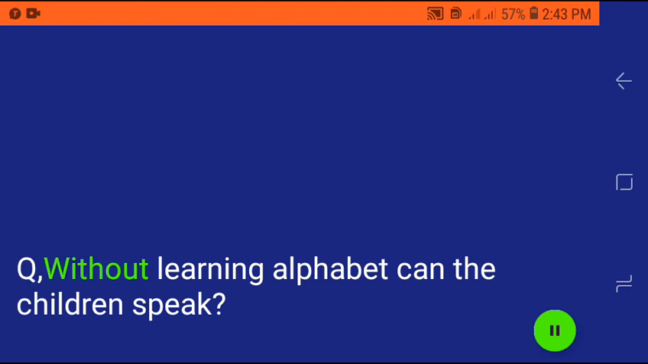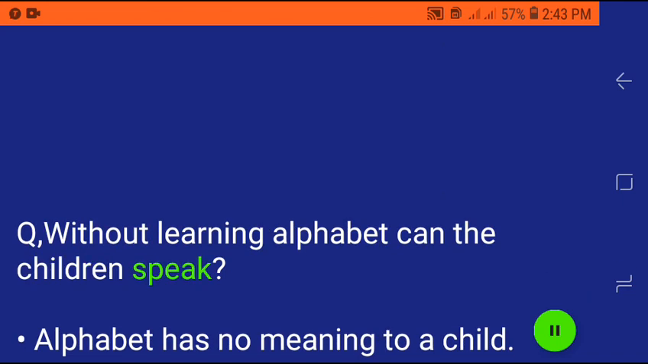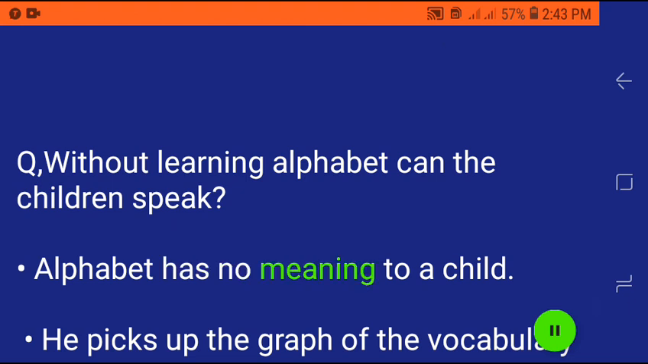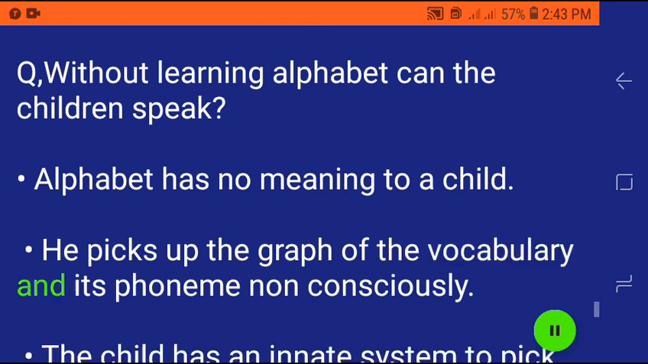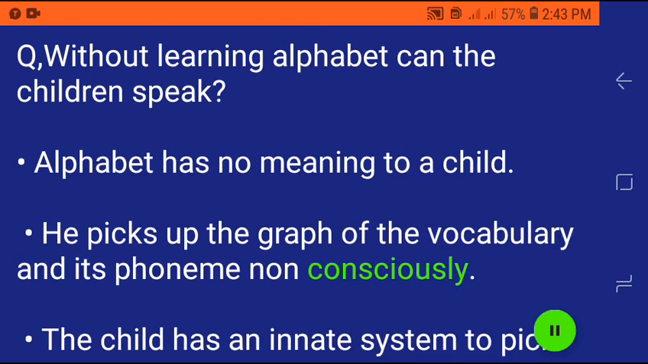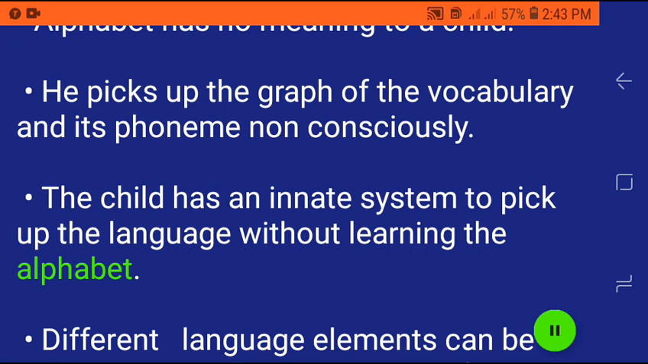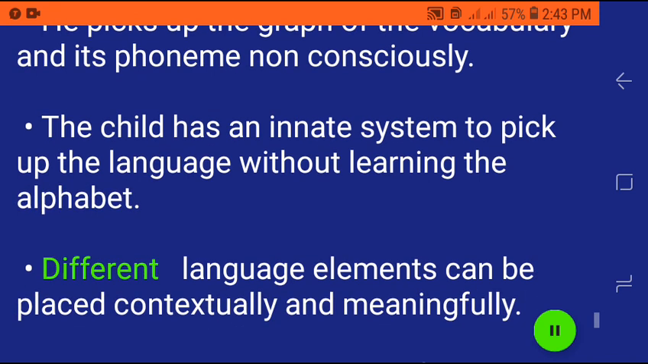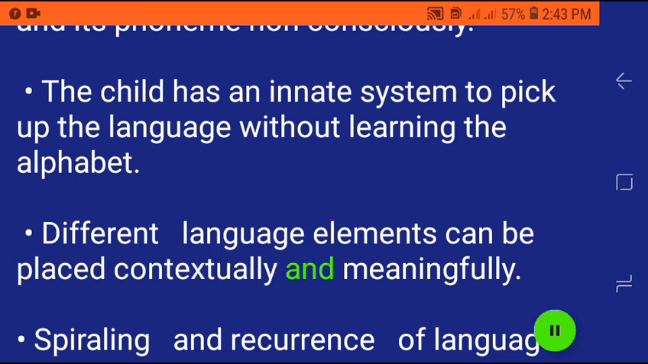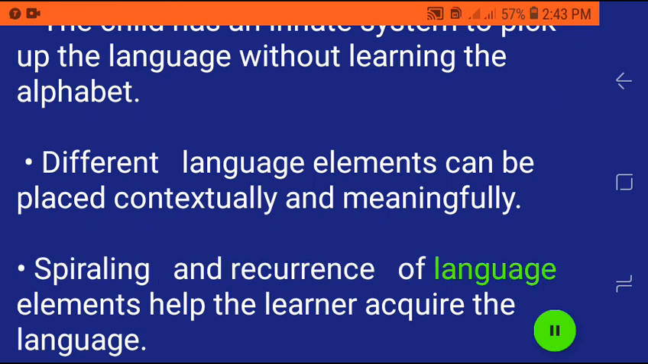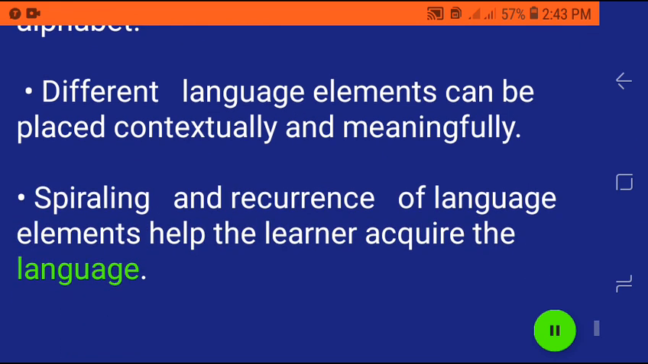Q. Without learning alphabet, can the children speak? Alphabet has no meaning to a child. He picks up the graph of the vocabulary and its phoneme non-consciously. The child has an innate system to pick up the language without learning the alphabet. Different language elements can be placed contextually and meaningfully. Spiraling and recurrence of language elements help the learner acquire the language.